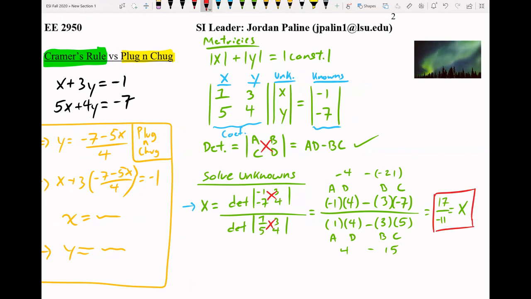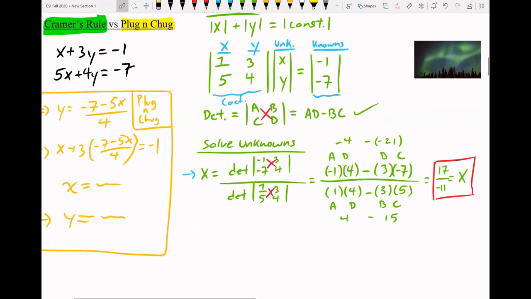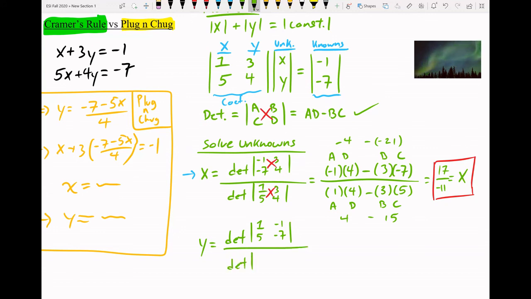Okay. Now, if we want to find y, it's the same exact process. We'll just do y is equal to determinant of, now since we're finding y, we'll take that constant, the knowns, and we'll replace the y column. So minus 1, minus 7. We'll keep the x's, 1 over 5, over determinant, and it's going to stay the same in the bottom. So 1, 5, 3, and then 4.